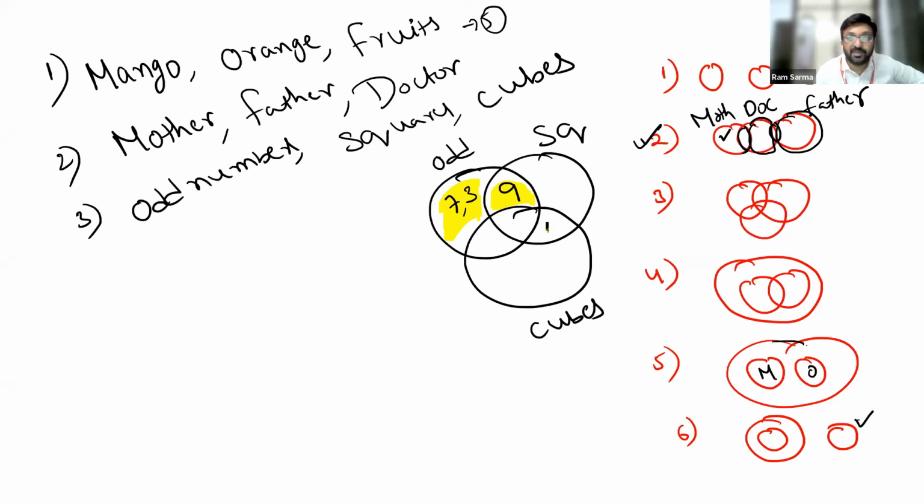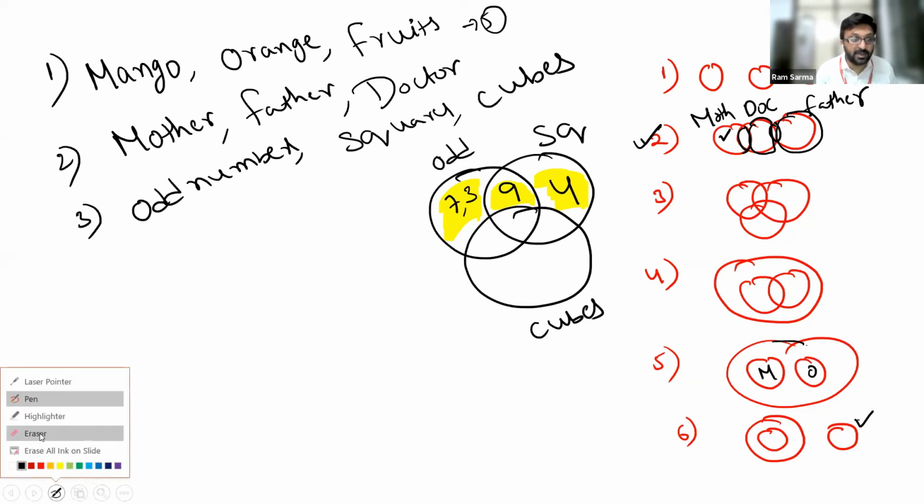Now, can you tell me a number which justifies this area now? A number which should be a square, which should not be an odd number, which should not be a cube. Karma Chaudhan said 4. Robert said 4. Very good. Now 4 is a square. 4 is not an odd number. 4 is not a cube. Good. You guys are really good.